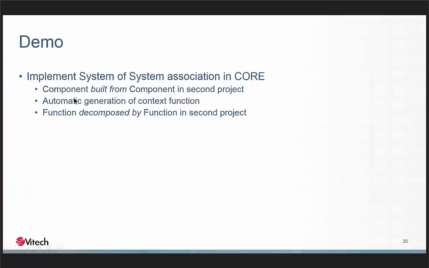So we went through the demo, and I want to reemphasize, we used the component, and in our example here, we used the built-from relationship to get to another component that was in a second project. And I point out, for folks who have been using Core, we always create a context function whenever we create a component because that's where the beginning of the functionality resides. That functionality can be related from one project to another and actually should be. And for a function, it's decomposed by another function in the secondary project.